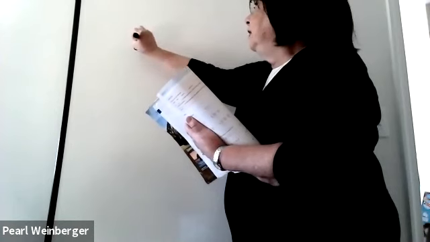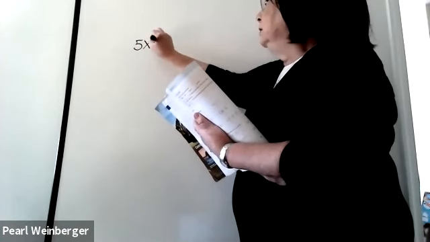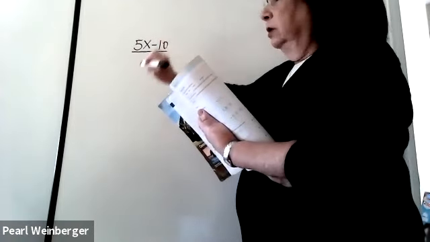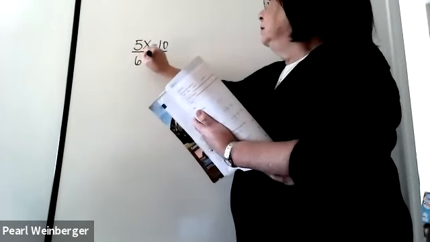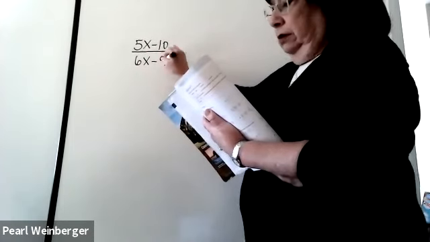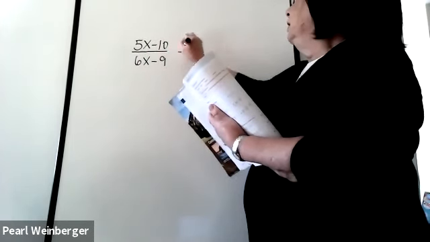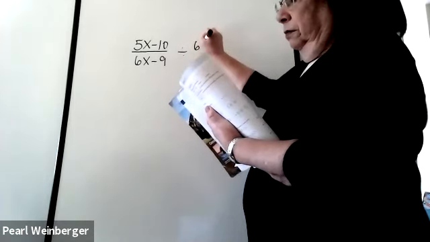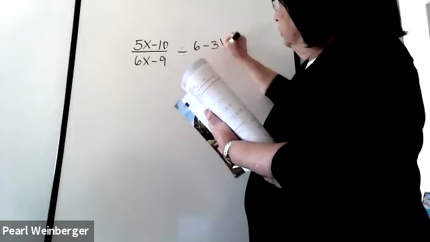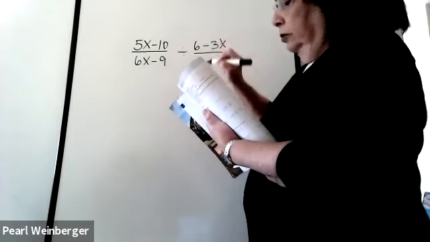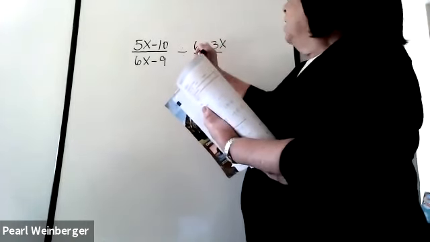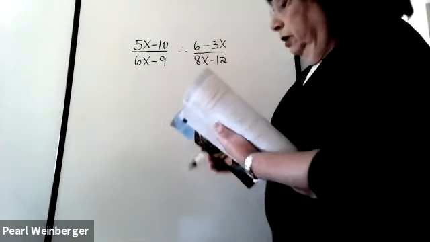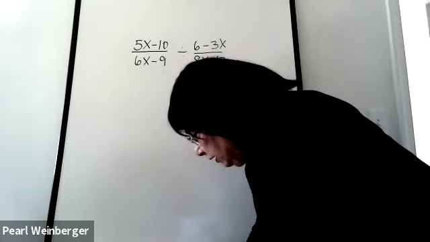Okay, we have 5x minus 10 over 6x minus 9 divided by 6 minus 3x over 8x minus 12. I'm going to give you a couple of minutes to try that on your own.